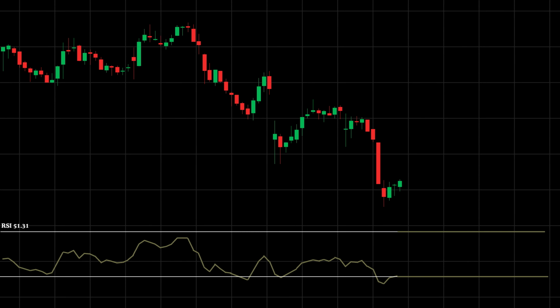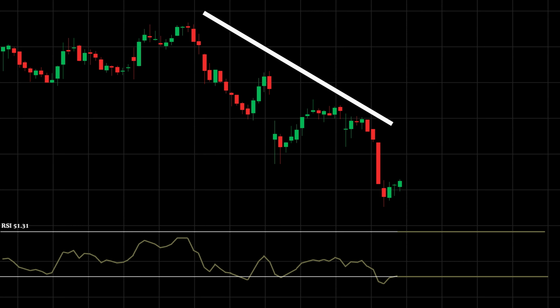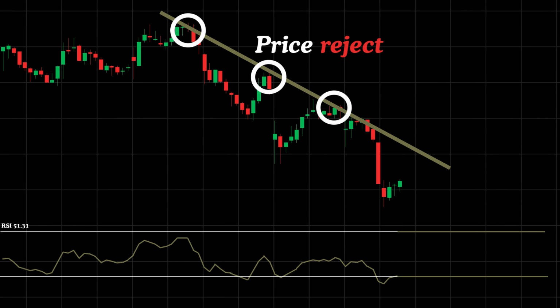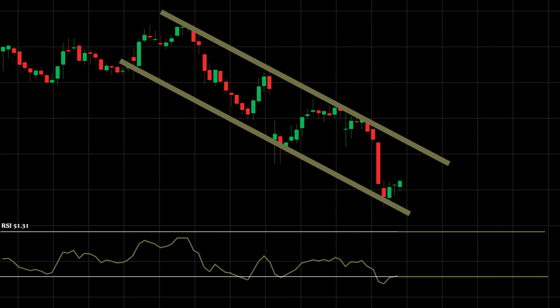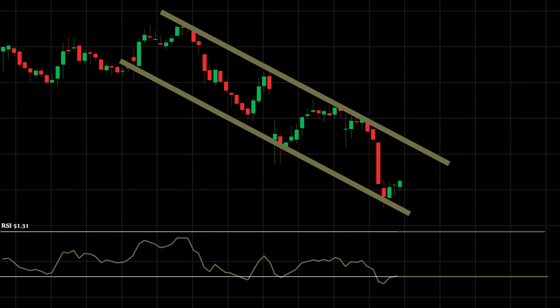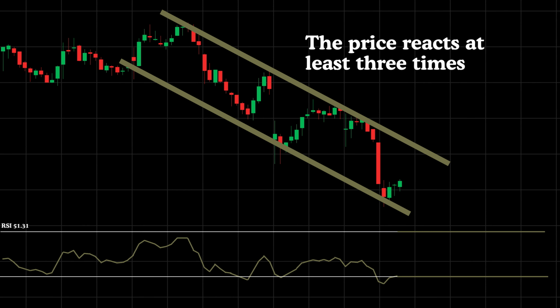Now let's take a look at the chart. As you can see, the market is clearly trending downward. You can draw a trend line here, where price has been rejected several times. You can also draw a second trend line just below. Here's a quick tip I personally use when plotting support and resistance levels. Make sure the price reacts at least 3 times to strengthen the reliability of that level.